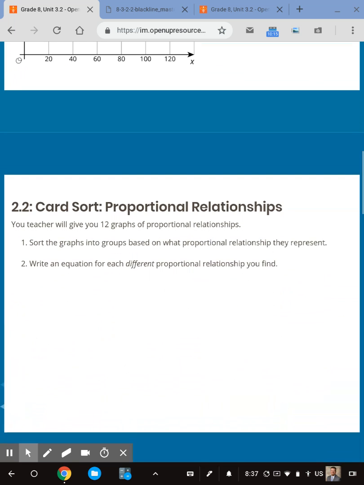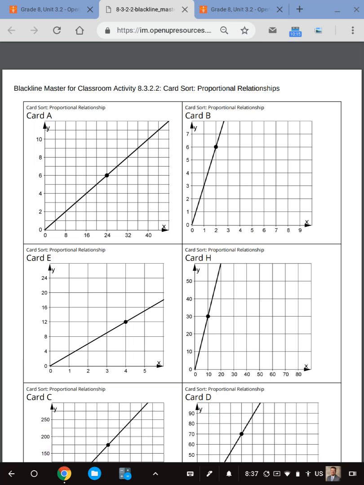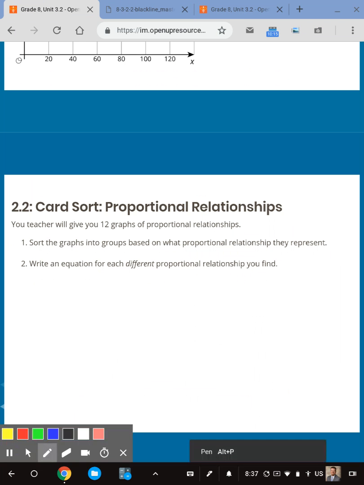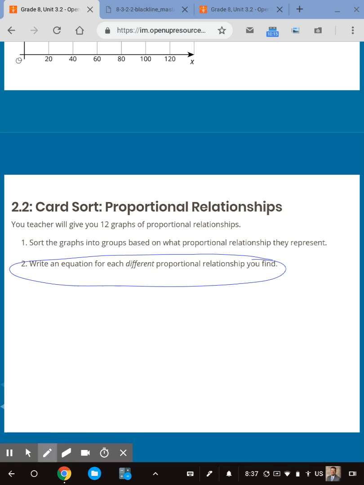The next one is a card sort, where students are sorting the cards based on the same proportional relationship, but at a different scale. All the graphs are differently scaled, but there actually are pairs of proportional relationships, so students will find those and match those up. But then if you look back here, the instructions also say to write an equation for each pair of proportional relationships. So those equations are important. And again, we're building that slope just through practice and repetition there.